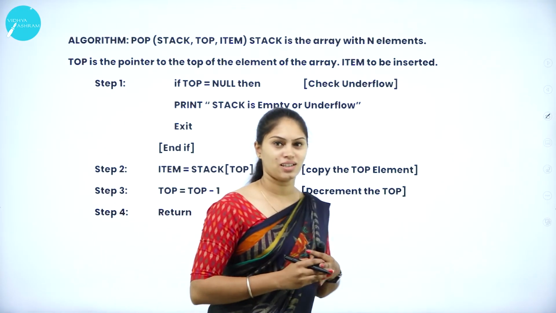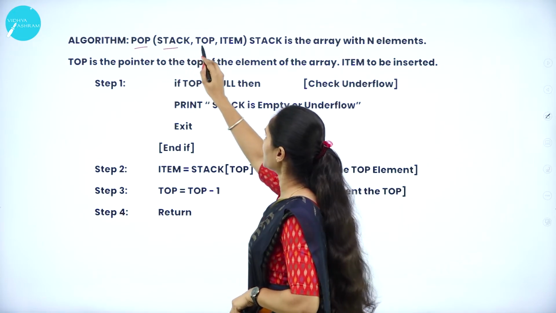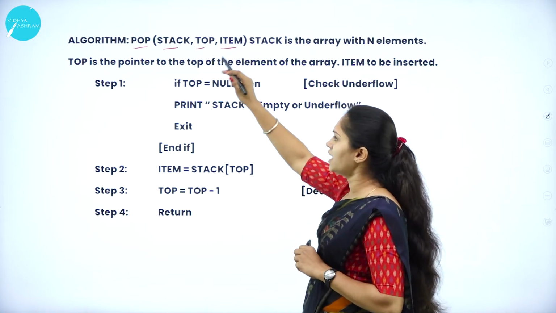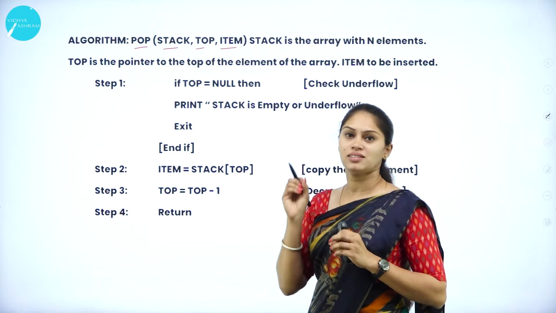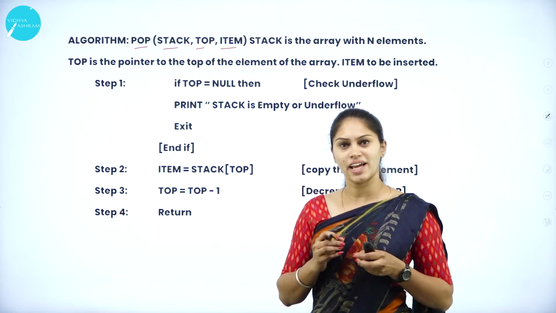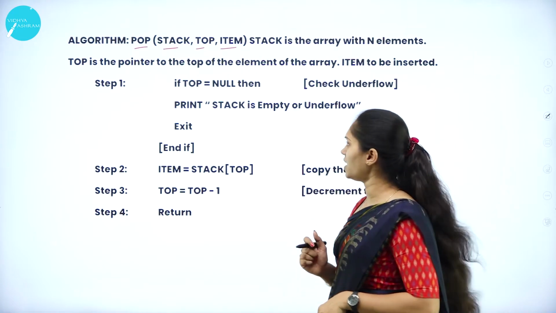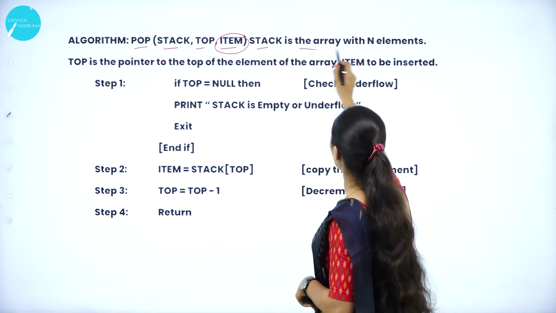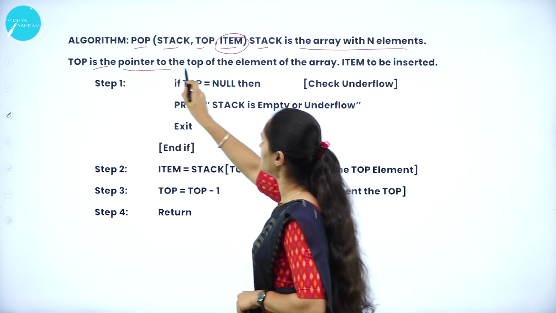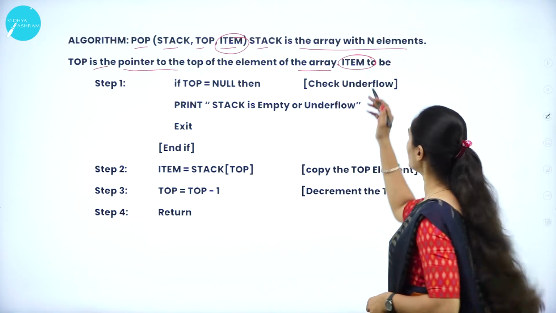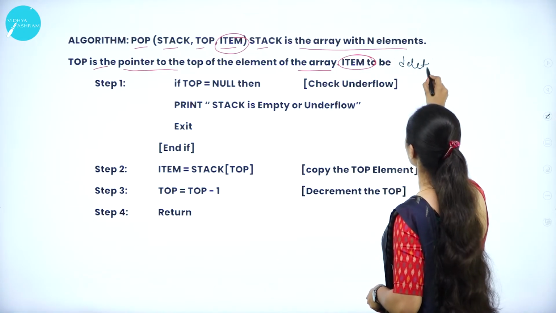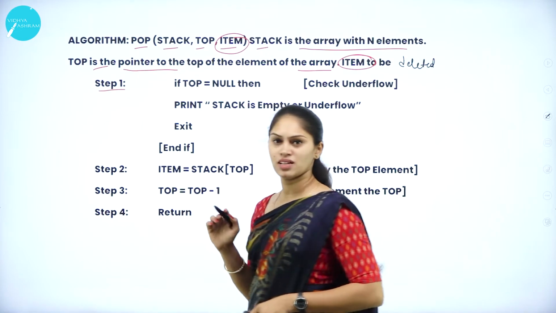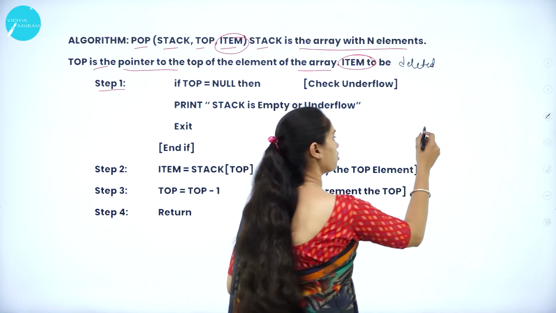We'll see the algorithm here. Pop of stack, top and item. I want to perform a pop operation, and I have a stack and I have to indicate the top. Why? Because deletion, like insertion, will take place only at the same place, that is top. So that top we require, and item is the item to be deleted from the stack. Stack is the array with n elements and top will point to the top element of the array, and item is the item to be deleted. This is all that I require. Now we'll see the first step. First, I am supposed to create one stack.